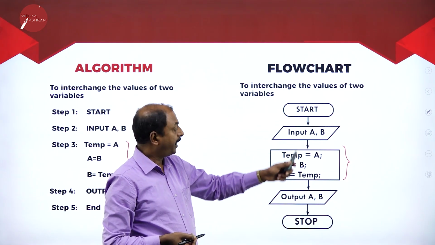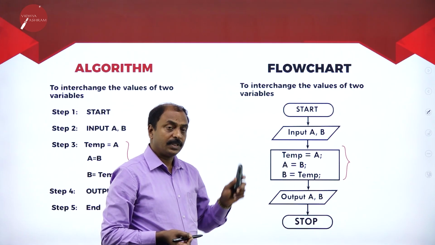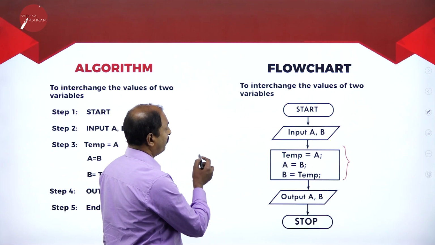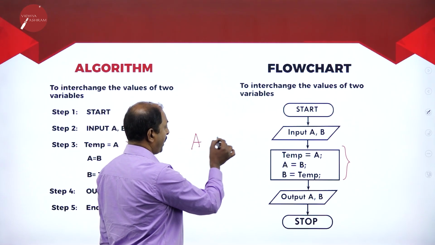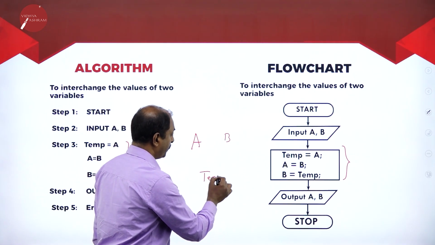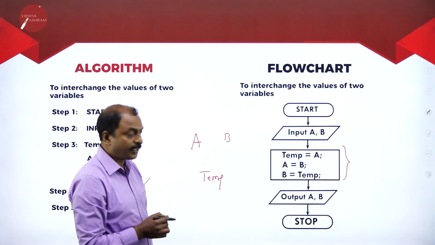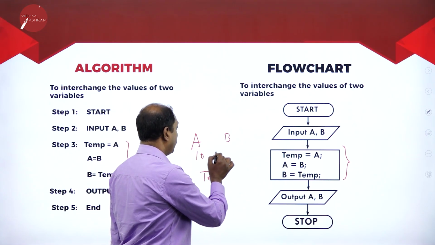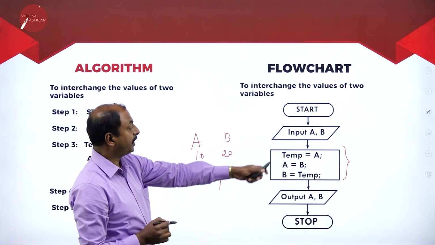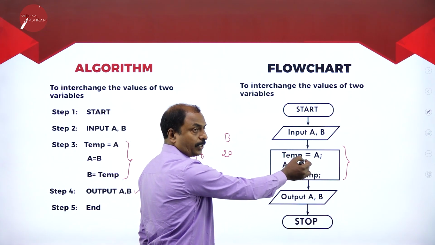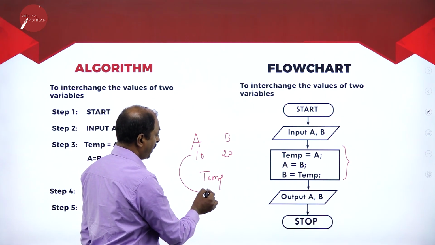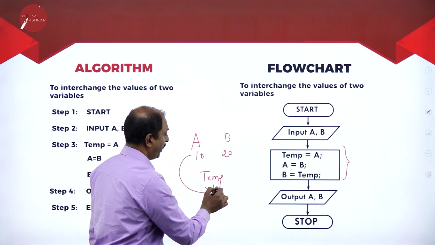This is input as well as output, and this is processing. Actually, this is the logic here. What is the logic here? For example, I want to interchange the values of variables A and B. So here I'm using one more variable, temp. Let us assume that the value of A is 10 and the value of B is 20. Now if I want to interchange them, the logic is temp equals A. What is the meaning of this? We are assigning the value of A to the variable temp. So this is value 10.